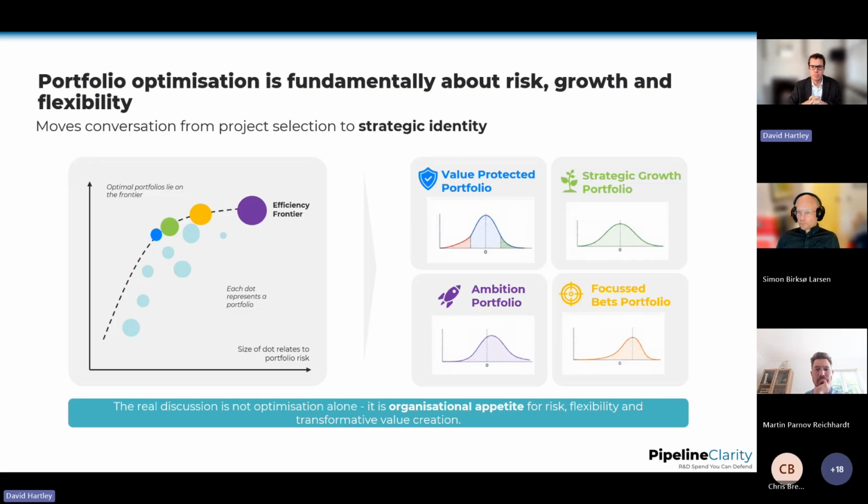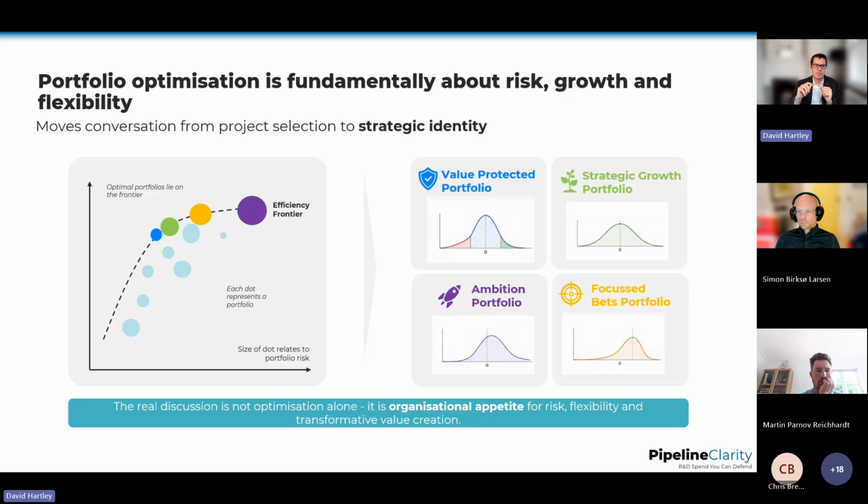Really, the key for a portfolio optimization discussion for me is that it moves the conversation from project selection to strategic identity. One of the tools used as part of this portfolio review process is the efficient frontier. What you can see on the x-axis here is essentially the amount of spend, or some sort of constraint that you're looking at. On the y-axis is typically a value metric. Each dot on this efficient frontier represents a portfolio, a selection of projects that exists within this constraint and value framework.